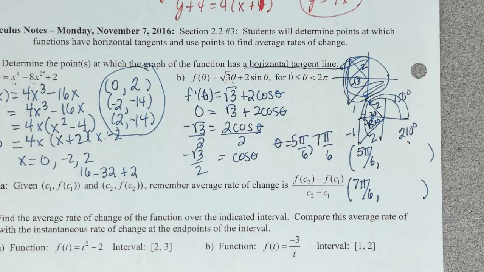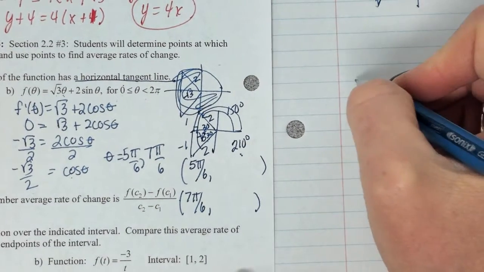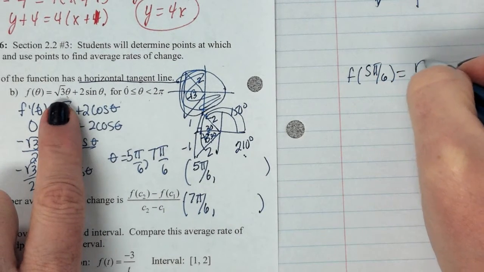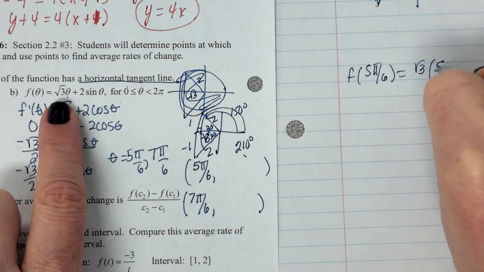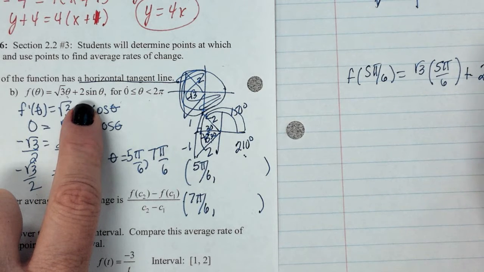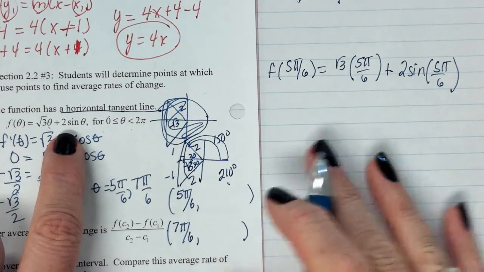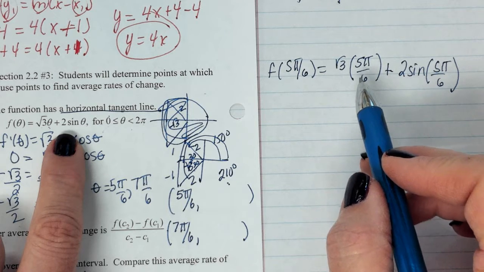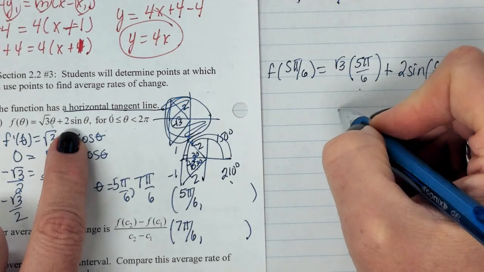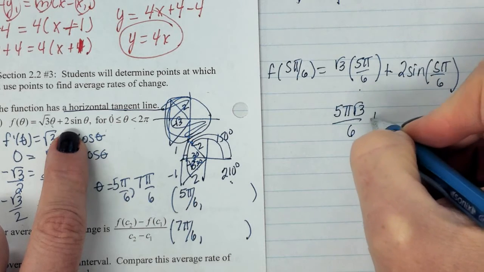Here's what I have to do now to find the y-coordinate. I have to plug back into the original. So I'm going to have to do f of 5 pi over 6. So I have radical 3. Wherever I have a theta, I'm going to plug in 5 pi over 6 plus 2 times the sine of 5 pi over 6. That's what I have to evaluate in order to be able to find the y-coordinate. Well, this is just radical 3 times 5 times pi over 6. So that's just going to be 5 pi radical 3 over 6 plus.